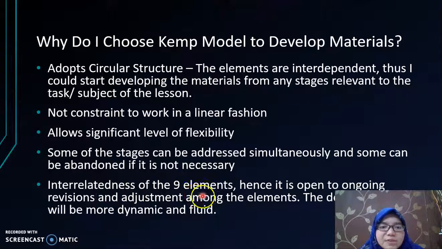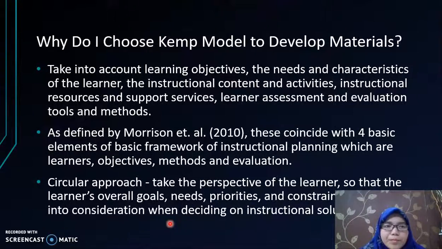Okay, there is interrelatedness of the nine elements. There are nine elements and they are interrelated, so for ongoing revision and adjustment, I can adjust and revise if I need to. The design process will be both more dynamic and fluid. It also takes into account learning objectives, the needs and characteristics of the learners, the instructional content and activities, instructional resources and support services, and learner assessment and evaluation tools and methods. As defined by Morrison, this coincides with the four basic elements of the basic framework of instructional planning: learners, objectives, methods, and evaluation. It has all these elements, so it is better for me to develop my materials.